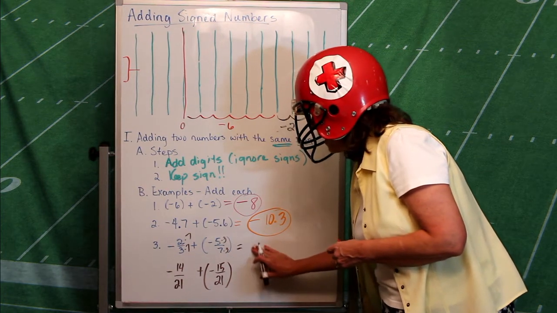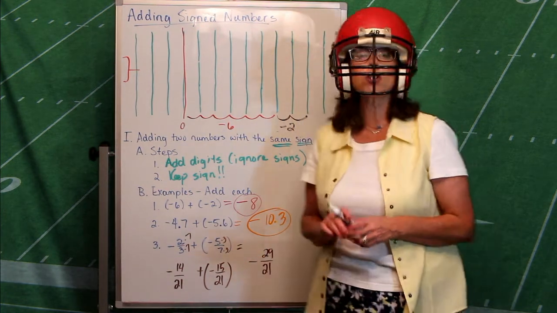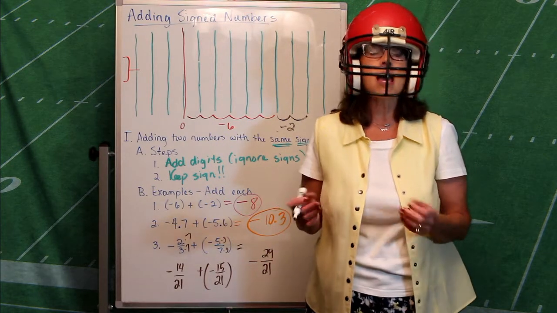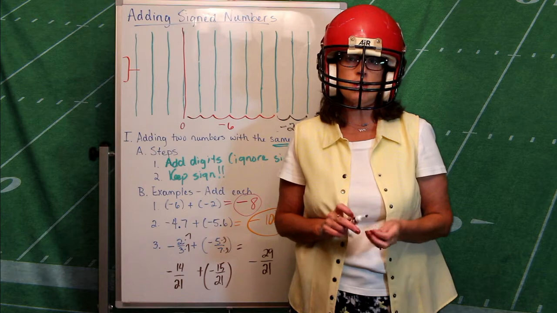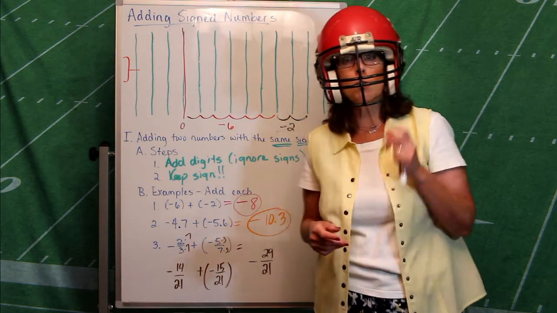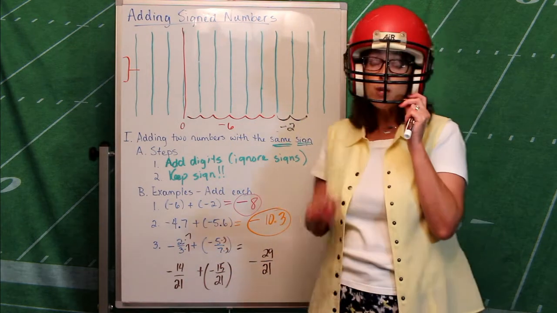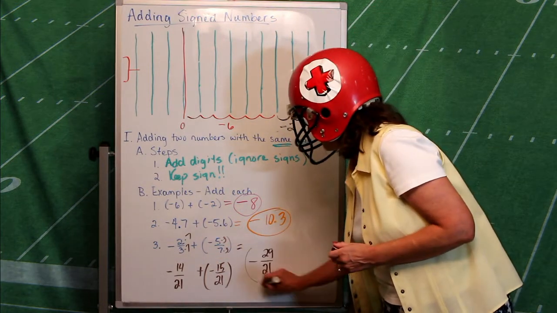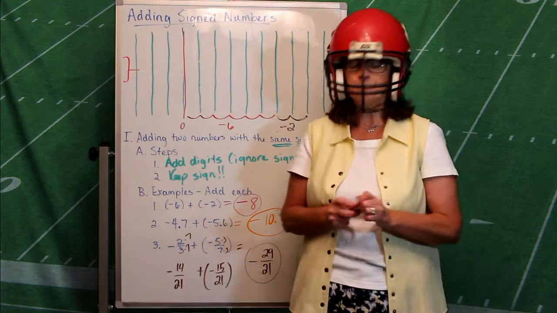And remember, I don't have to turn it into a mixed number. Now, if I started with a mixed number, then I definitely need to end with a mixed number, but I didn't. I always simplify fractions if I can. Is there a number that will go into both 29 and 21? There is not, so I'm done. And this is simplified, and that is the correct answer.